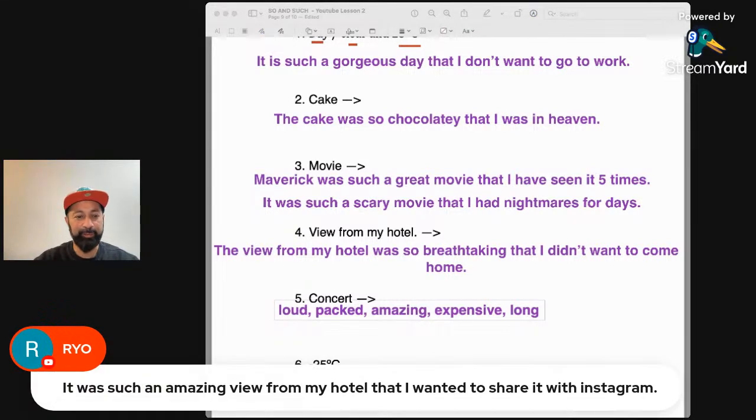Dio has an answer for the previous one. It was such an amazing view from my hotel that I wanted to share it with Instagram. Yes. Good. And here with Instagram, technically the grammar is perfect. I might even just say share it on Instagram. We often share things on social media sites. So on is also okay. With is fine as well.